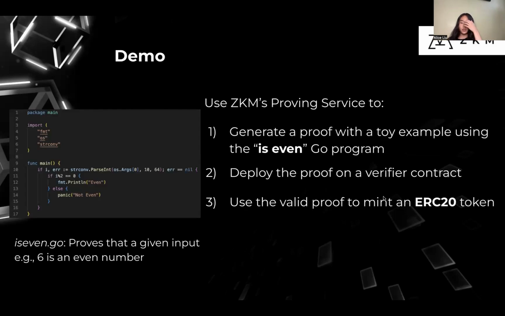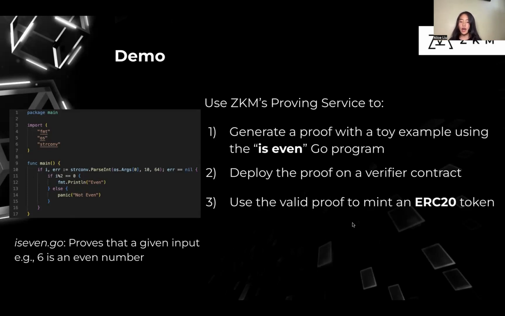Now, going into the demo, we are going to generate a proof with a toy example using a Go program. And that Go program is called isEven. So as you can see here on the left, it's a simple Go program that determines if an input is even. If it is, we'll have a valid proof. If it isn't, the proof will be invalid. And we'll be using ZKM's proving service to generate that proof. And then we'll deploy the proof on a verifier contract to verify the proof.